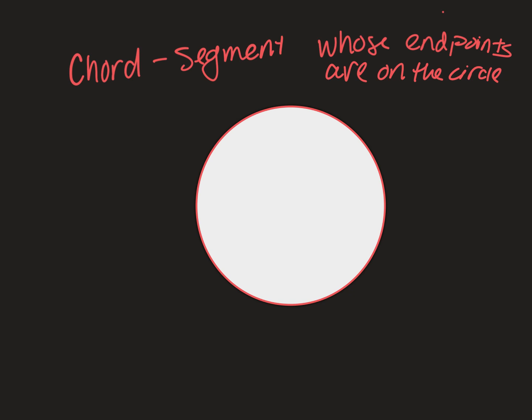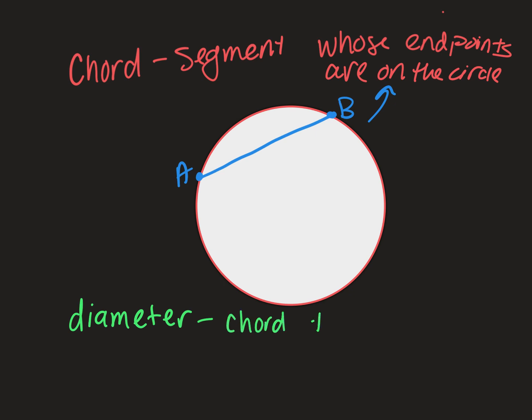Again, a chord is a segment whose endpoints are on the circle. If we were going to draw a chord, it starts on the circle, goes across, and also ends on the circle. You can draw that anywhere in the circle, but that would be a chord. Then we have diameter. That's just a chord that contains the center of the circle, or that goes through the center.